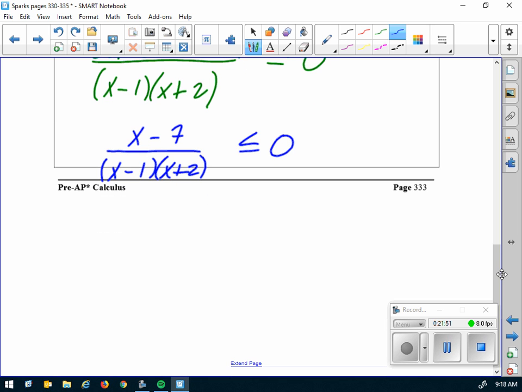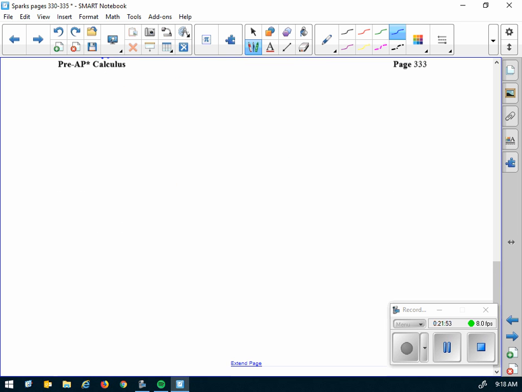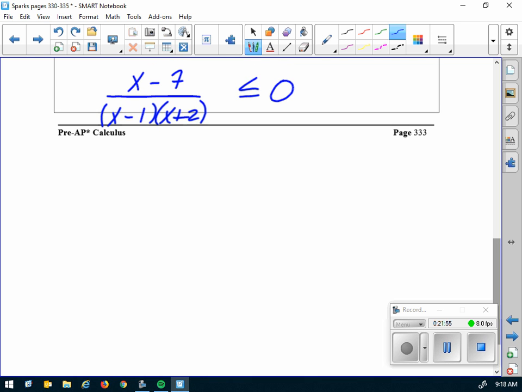Now we finally got it down to a point that we can follow our procedure. What's the first thing we're going to do? And find your, what are we finding? What do we call them? Critical numbers. What are our critical numbers? 7, 1, and negative 2. Can you finish the problem? Do we have a need to finish it now? Okay. All right, we're done.